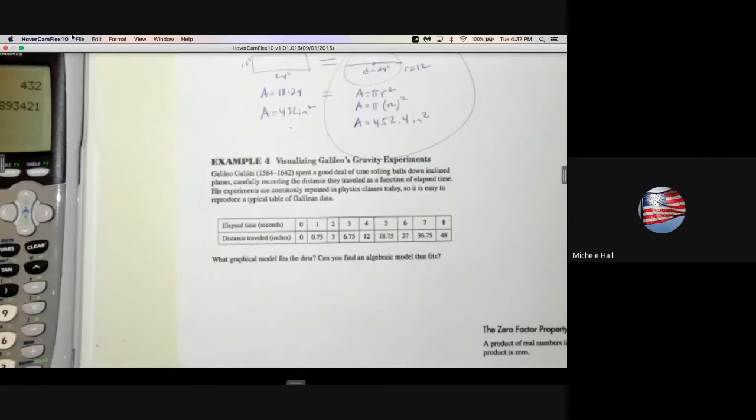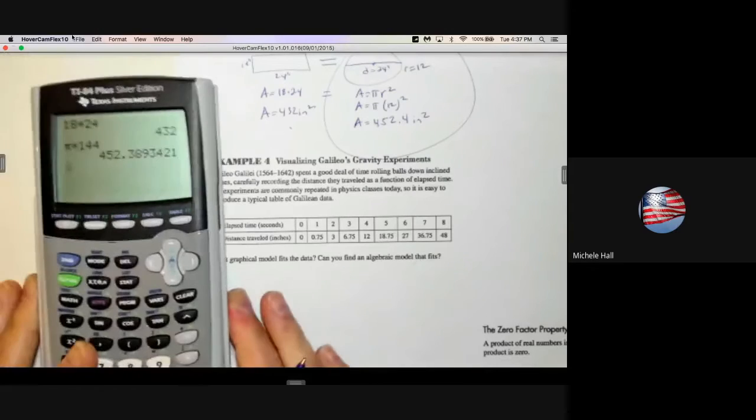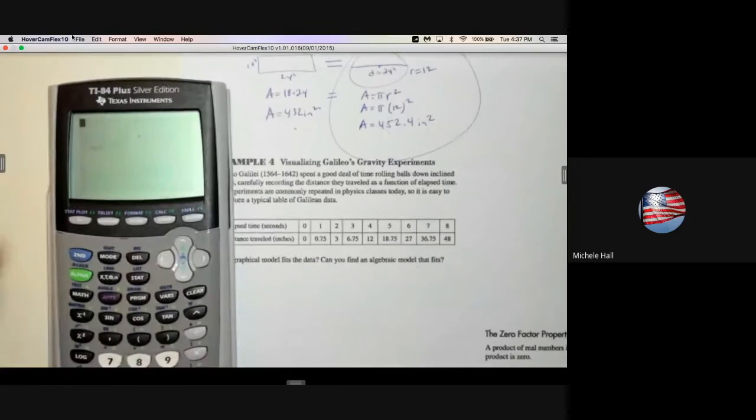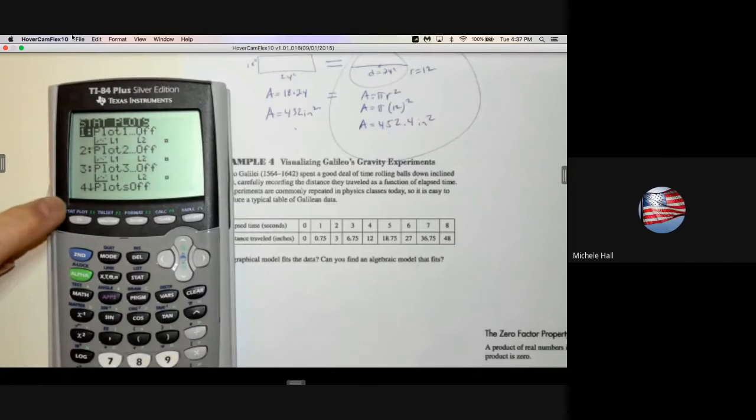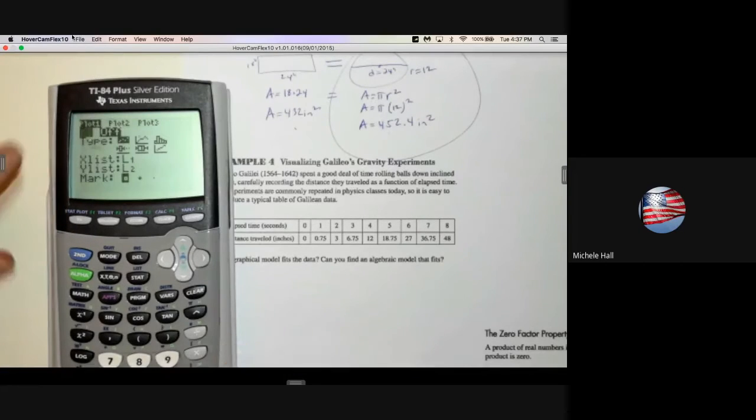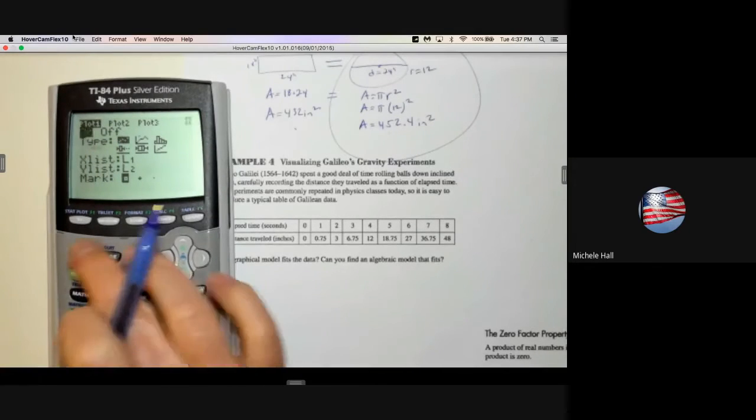Well, I would say if I have a table of values, I am going to do a scatter plot, see what's going on. It's the easiest way. So check my scatter plot up here. It is off. I'm going to hit enter, and it's blinking on. It's off right now, so I'm going to hit enter so that it's on, and then I'm going to quit.